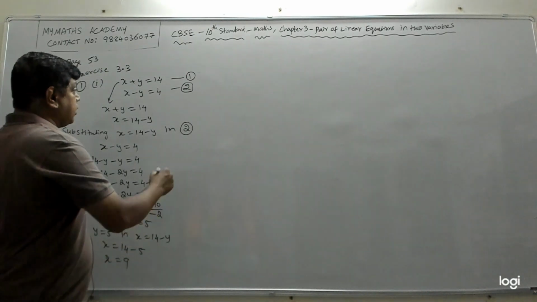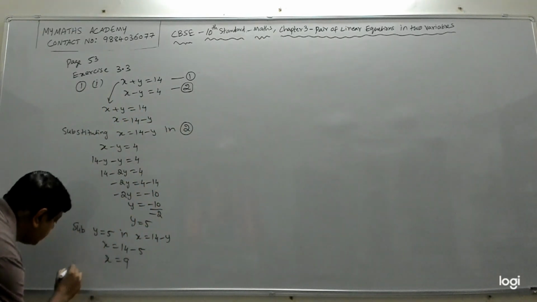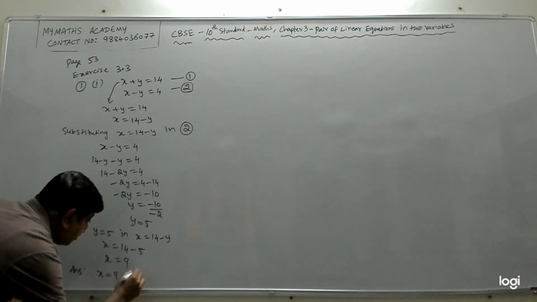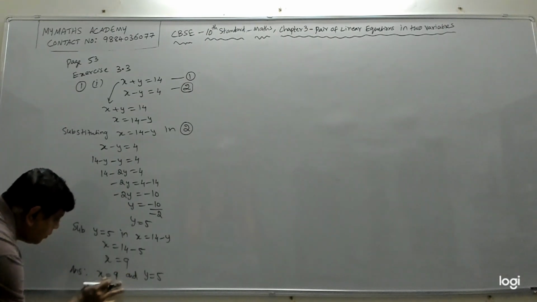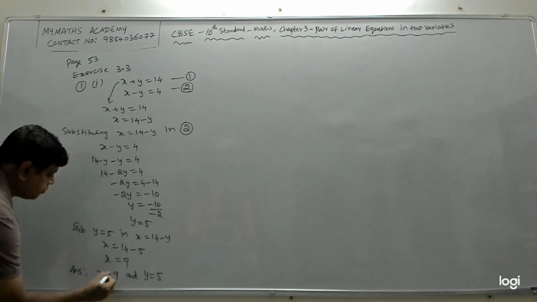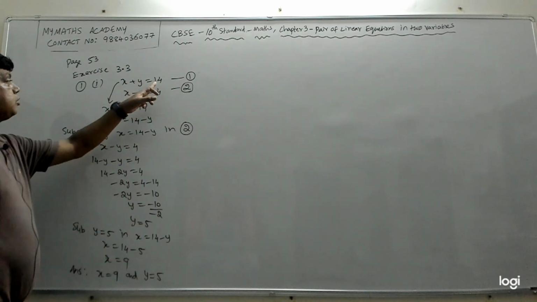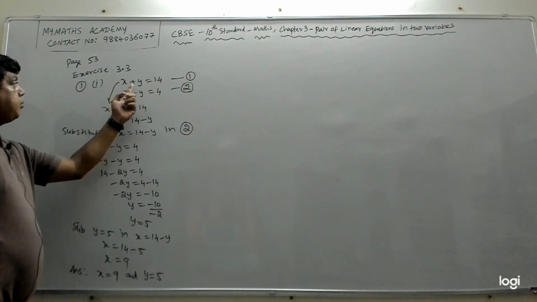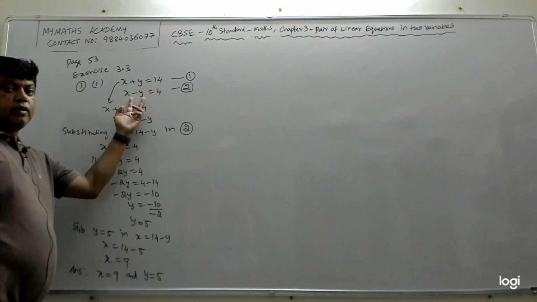So we have found the solution. The answer is x is equal to 9 and y is equal to 5. That is the solution for this. You can verify: if you substitute these two values 9 and 5 here, you should get 14. Substitute x is equal to 9 here and y is equal to 5 here. 9 plus 5, what is 9 plus 5? 14. And the same values 9 and 5 if you substitute here.